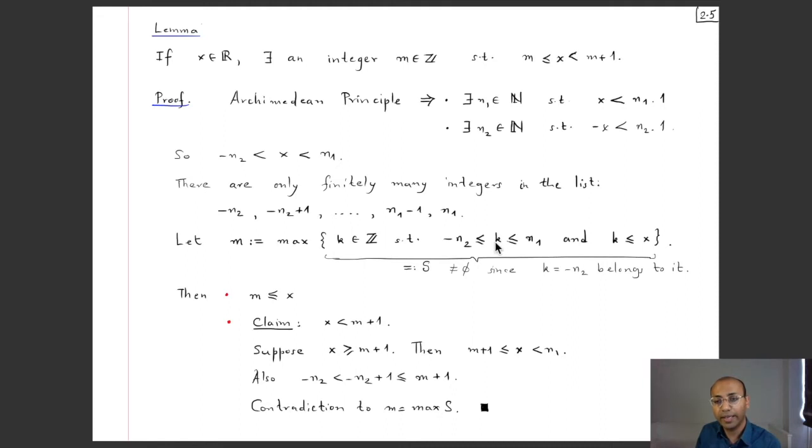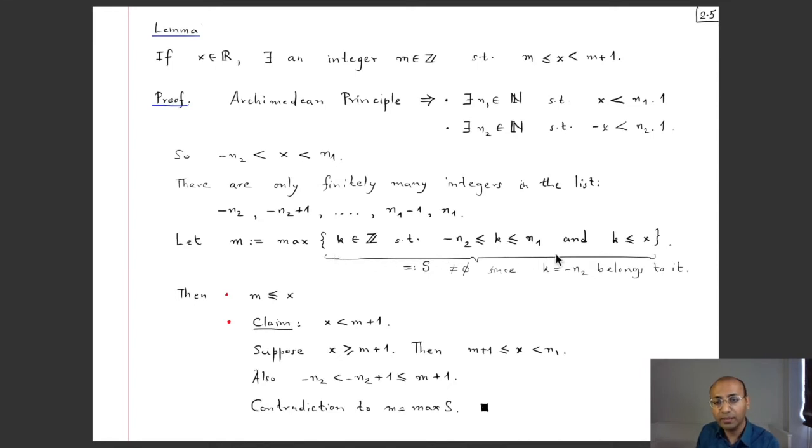Indeed, when I take k equal to minus n2, you have equality over here, so this is satisfied. And moreover, minus n2 is strictly less than n1, in particular less than or equal to n1. So this minus n2 certainly satisfies this. And moreover, minus n2 is strictly less than x, and in particular less than or equal to x. Okay, so k equal to minus n2 also satisfies this. So minus n2 certainly belongs to this set.